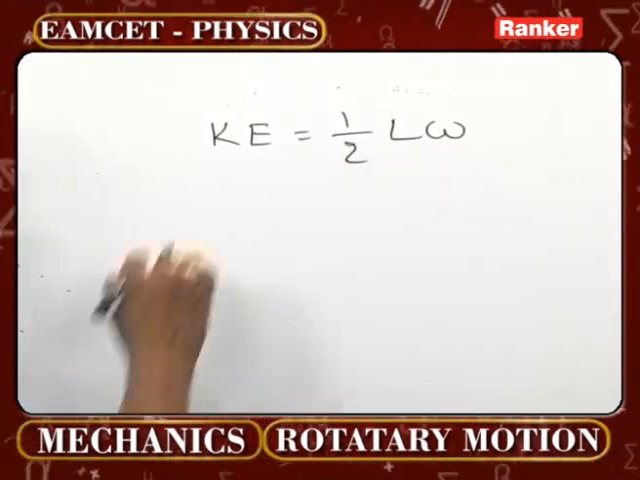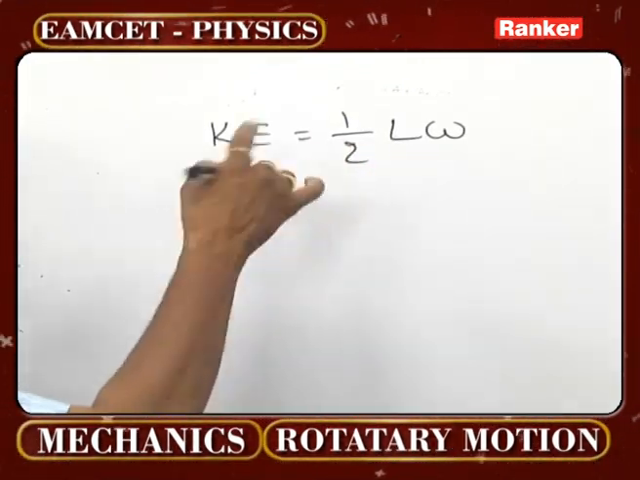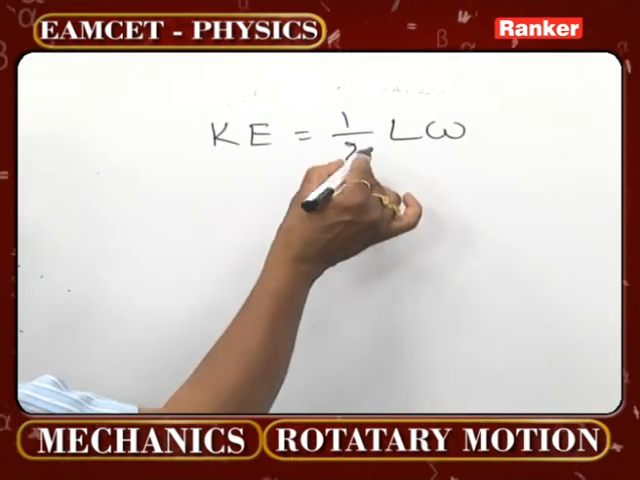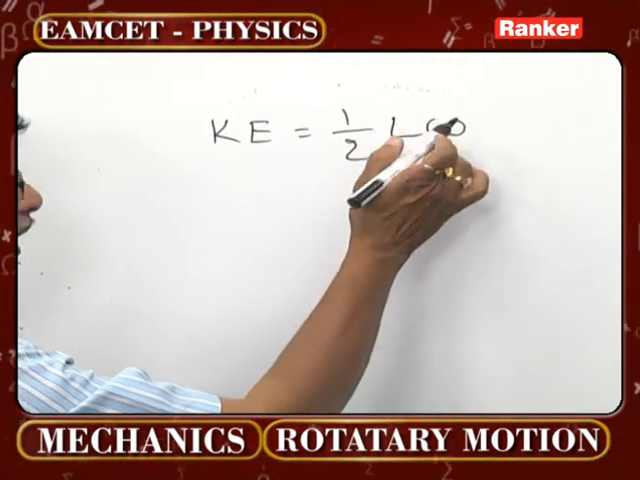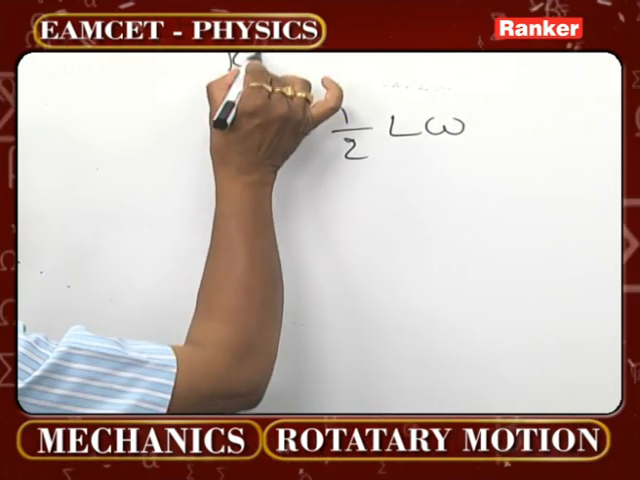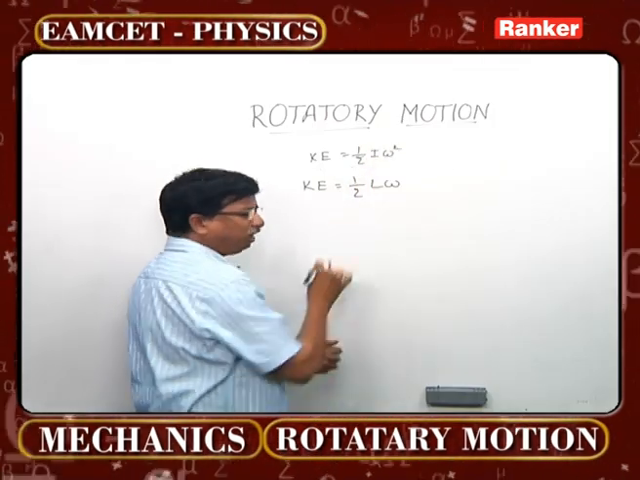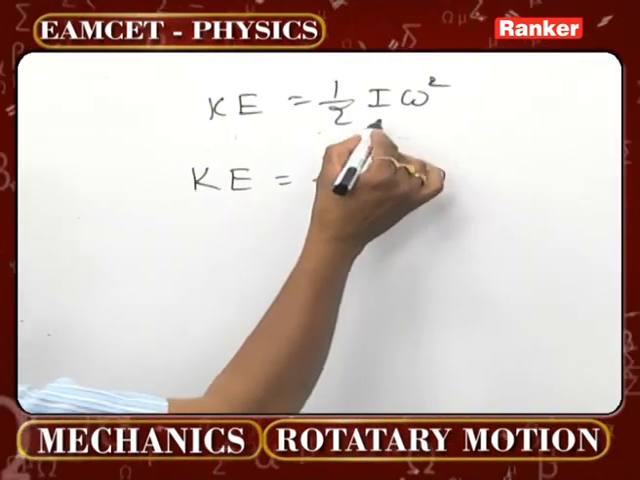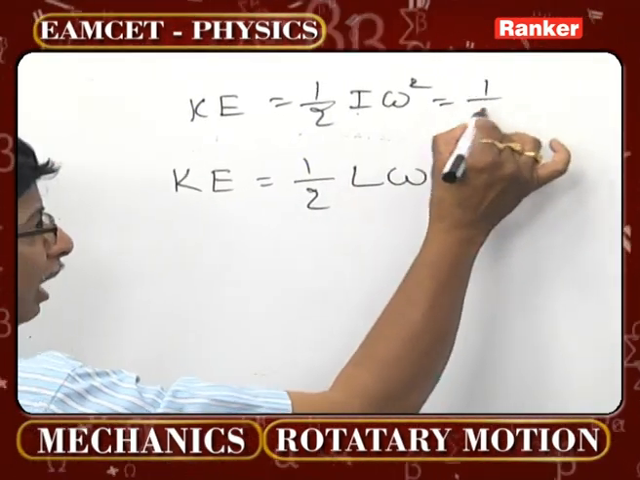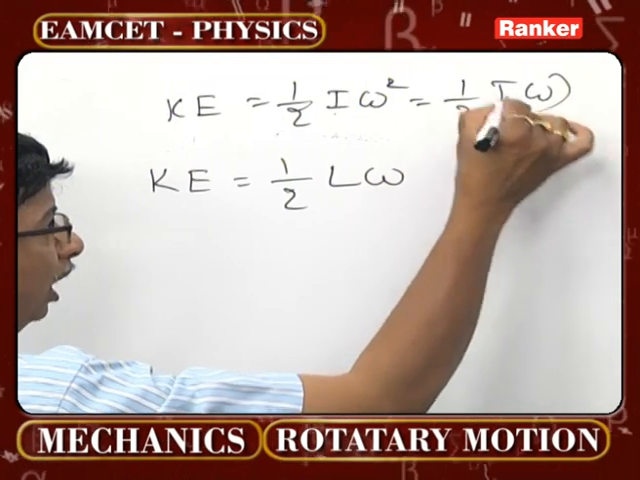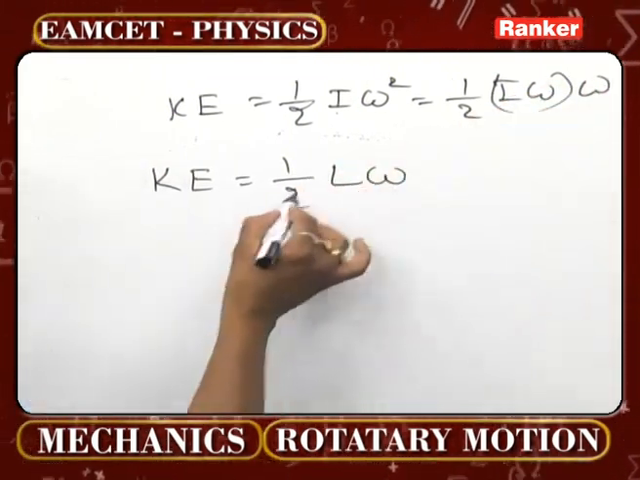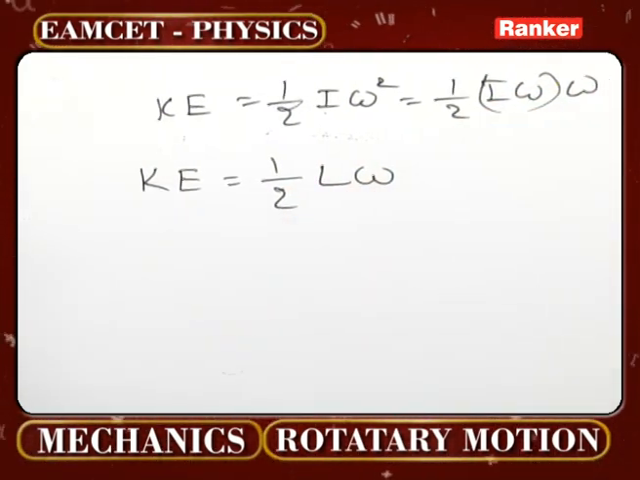Kinetic energy, generally we write as half I omega square. That is the original formula, the equation officially. But we can write I omega as L. Therefore, I omega into omega, I can write half L omega.